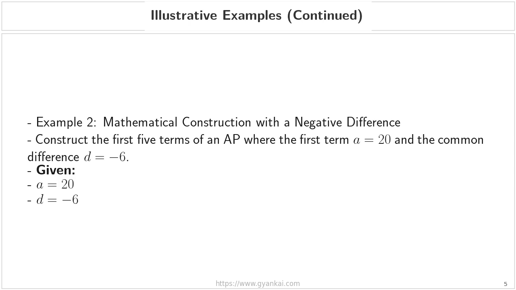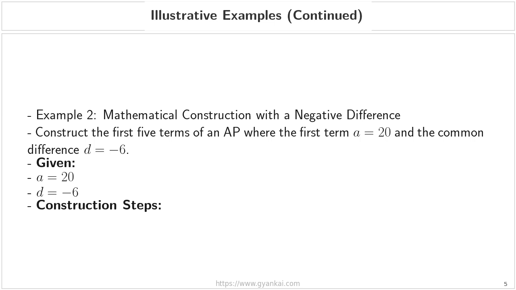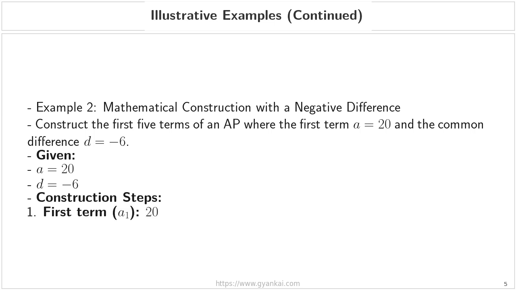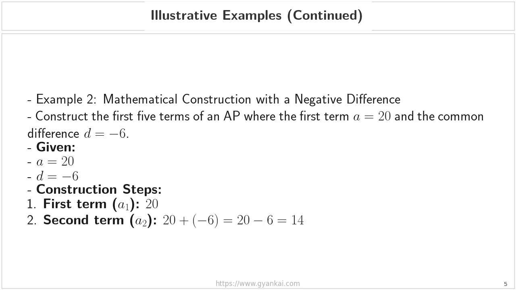Let's identify our given values first. We have A equals 20 and D equals -6. Now, let's follow the step-by-step construction process we discussed in the previous slide. Step 1, the first term, which we call a sub 1, is simply our starting value, which is 20. Step 2, to find the second term, a sub 2, we take our first term and add the common difference. So that is 20 plus -6. As you know, adding a negative is the same as subtracting, so 20 minus 6 gives us 14.